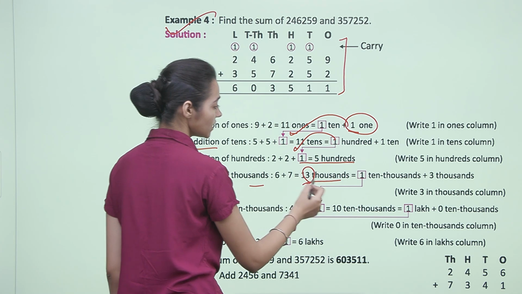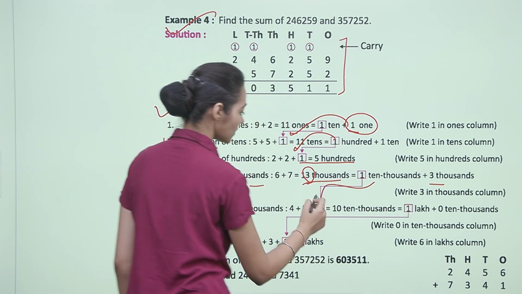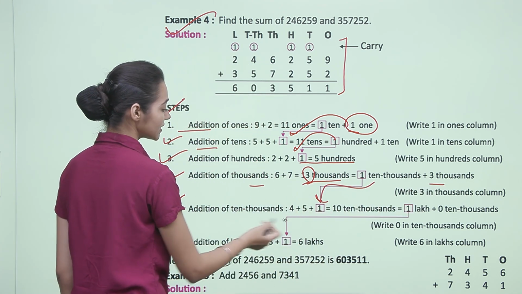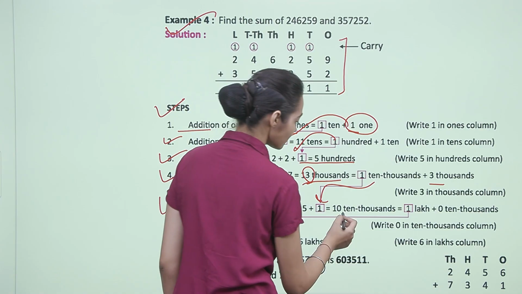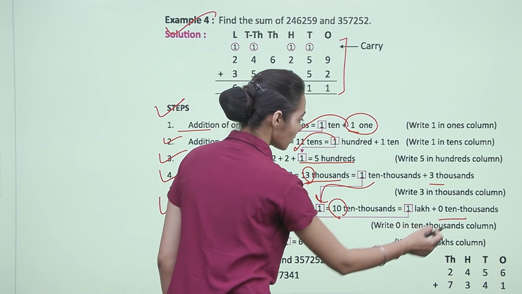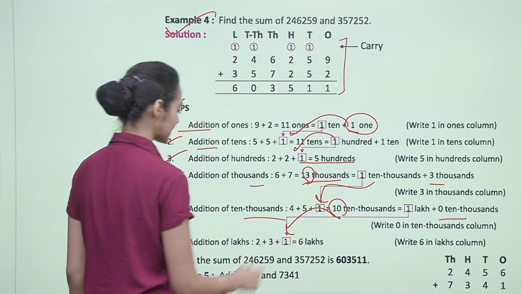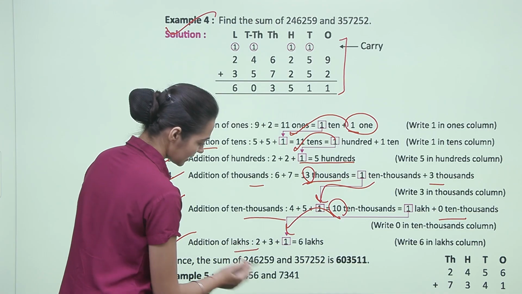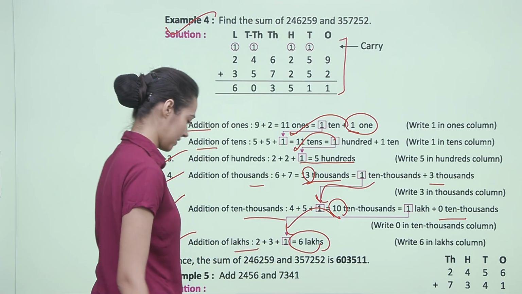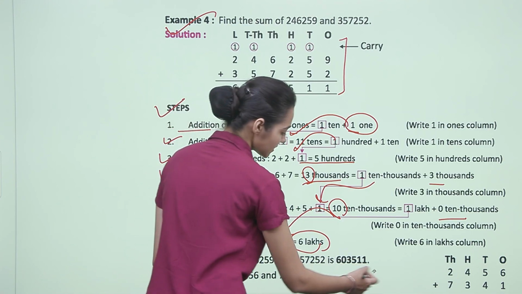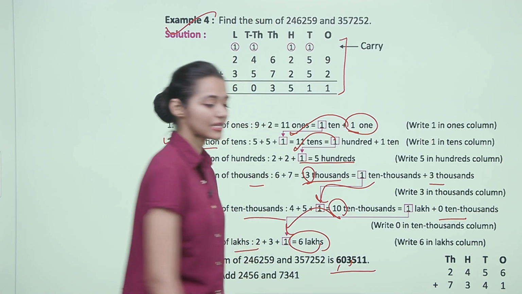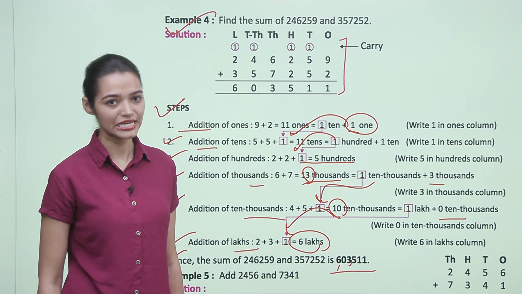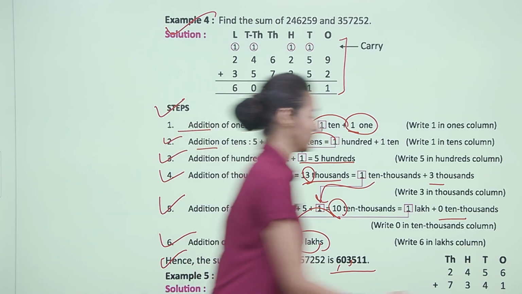Here we have 13,000, that means 3 to the 1000 one and 10,000 is carried over, then we will add the 10,000. After that here we have 10,000, that means 0 in the 10,000 place and 1 lakh is carried over. After that we will add the lakhs and 6 lakh. Now after summing all the digits, the answer we get is 6,03,511.